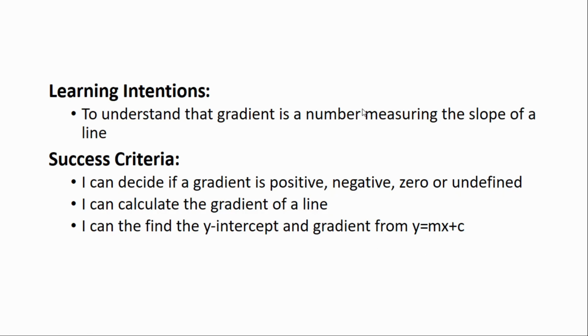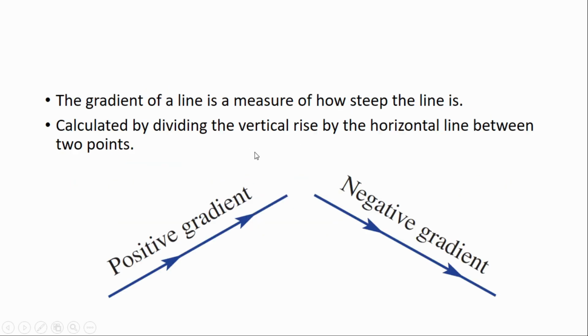Alright, so let's start off with what the gradient is. That's a keyword for today. The gradient of a line is a measure of how steep the line is. This is calculated by dividing the vertical rise by the horizontal run between 2 points. And a line has a positive gradient if it goes upwards from left to right, and has a negative gradient if it goes downwards from left to right.